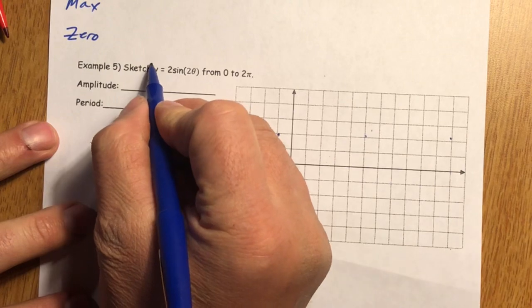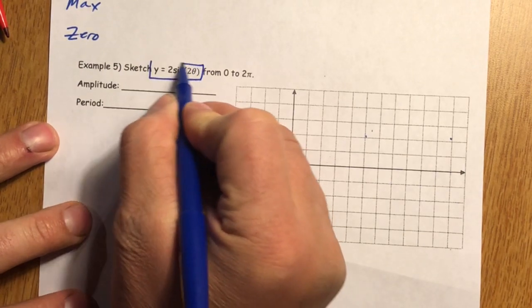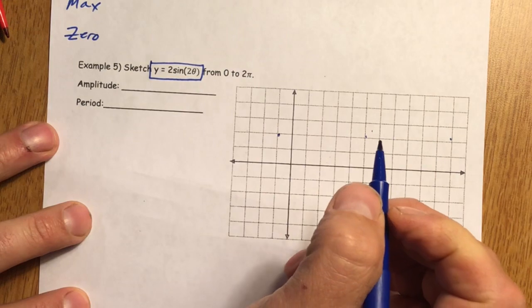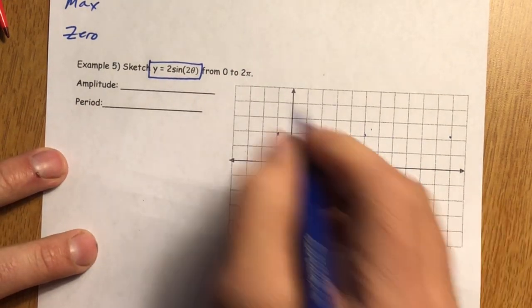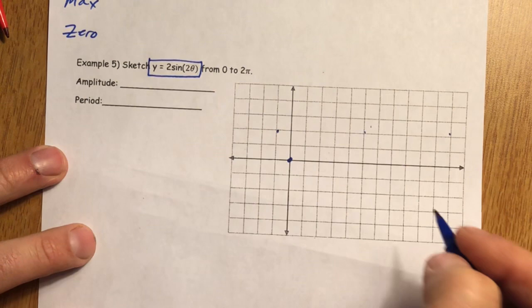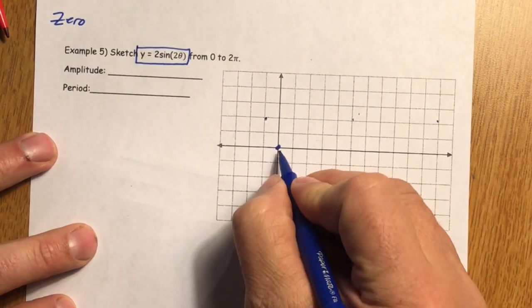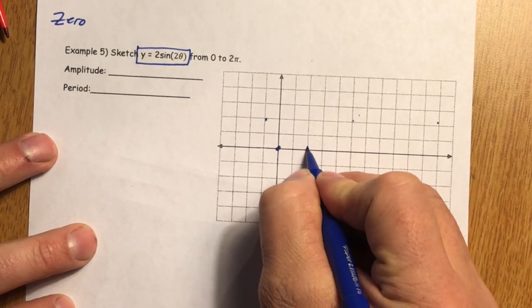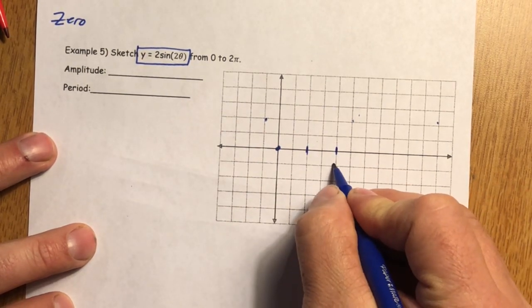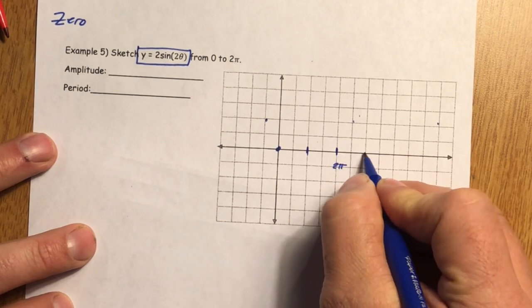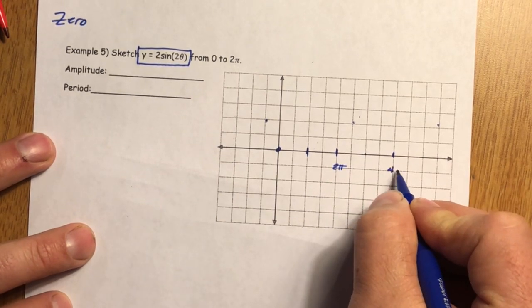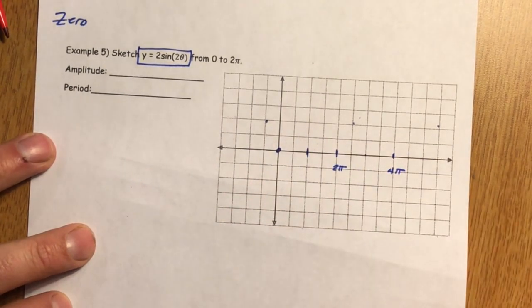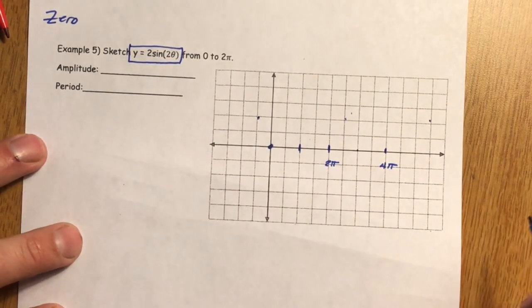Okay? All right, let's do one more here, guys. Example 5, sketch a graph of y equals 2 sine of 2 theta from 0 to 2 pi. All right, from 0 to 2 pi. So I'm gonna start here at 0, and let's go 1 pi. This is 2 pi right there, 3 pi, and 4 pi. I am gonna sketch just 2 cycles of this. I know it says 1, but I'm gonna sketch 2 for you guys.